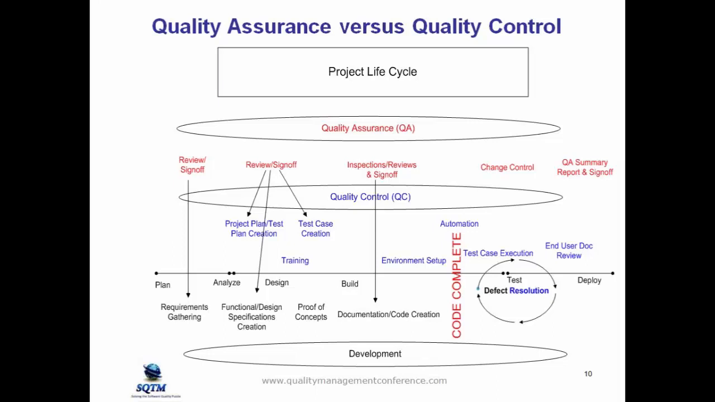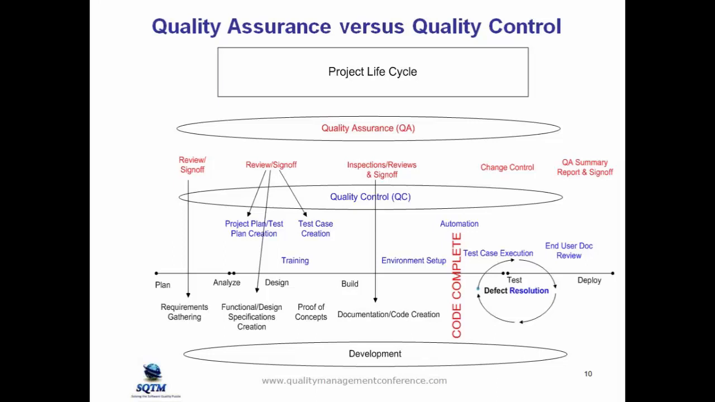And as you move into design, functional specs and design specs are being created by the development team. The quality control team, or the test team, at that point are creating the overall test strategy, project plan, and test plans during that period. From a quality assurance perspective, that process is ensuring that the project plans, test plans, and strategies are being reviewed and signed off.